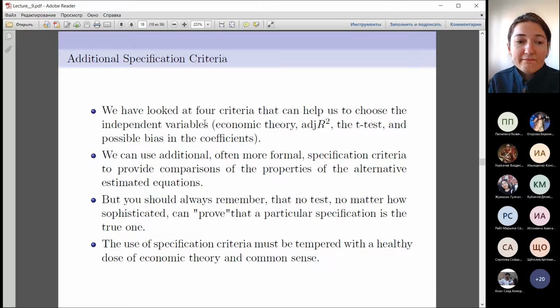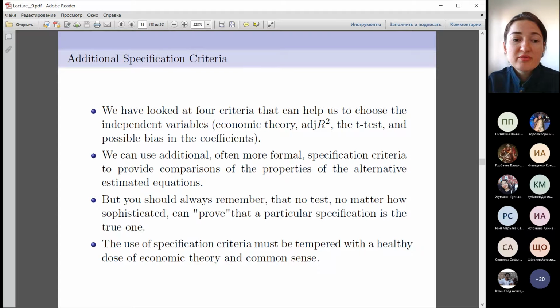And you should always remember that no test, no matter how sophisticated and how good this test will be, no one test can prove that a particular specification is the true one. So now we move to some tests, but please remember this top point.